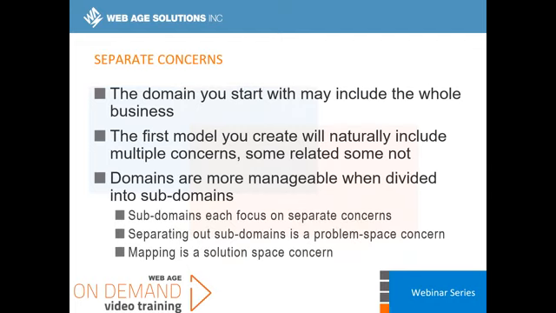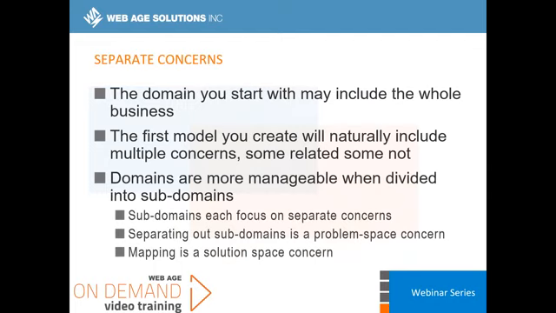So if you start with the whole business, then you're going to wind up naturally with multiple concerns. And in fact, some of those concerns will not be related to anything else. So as we work through, we need to identify what those concerns are, and then make them more manageable by creating the subdomains. Each subdomain should focus on an individual separate concern.